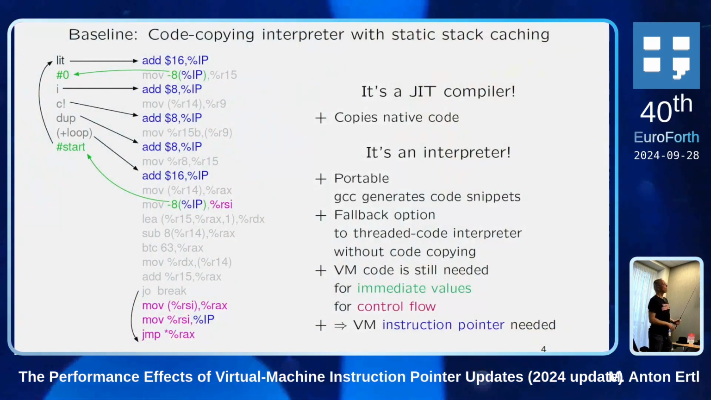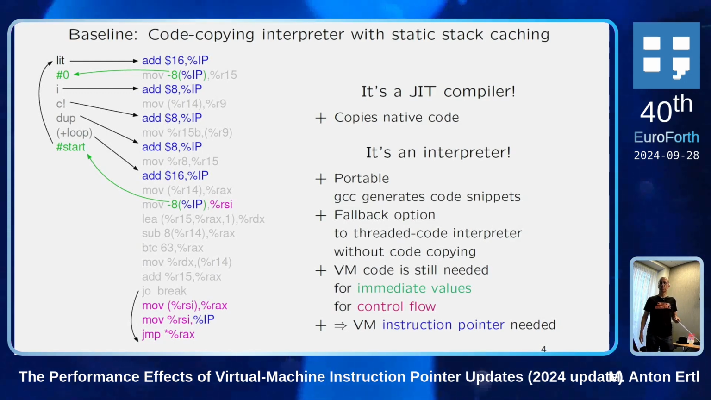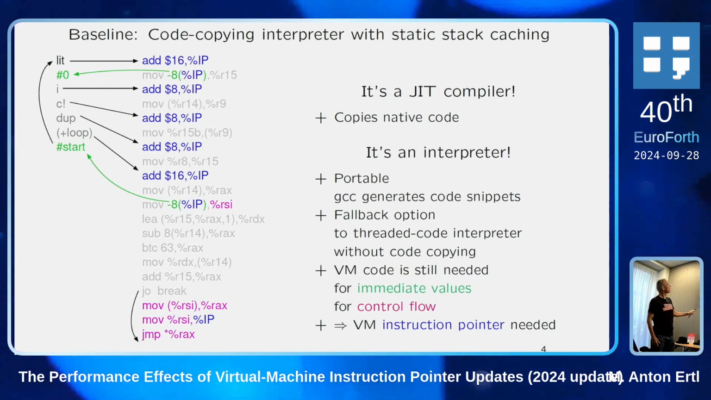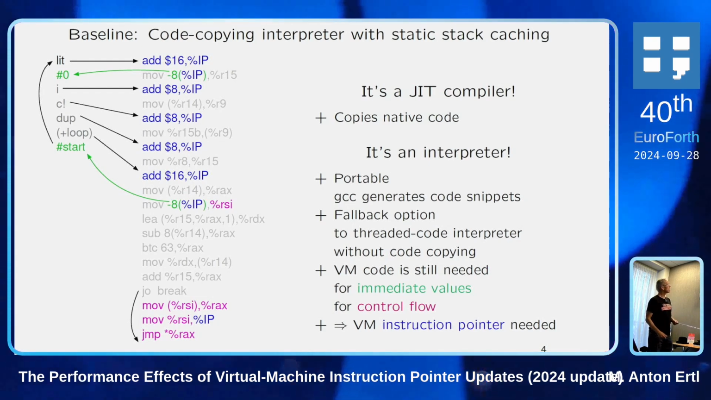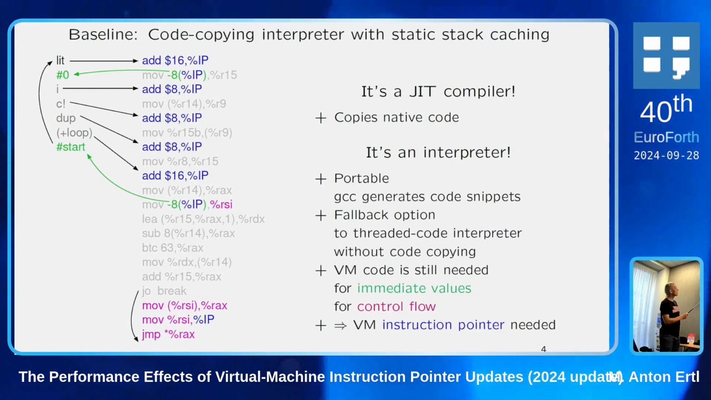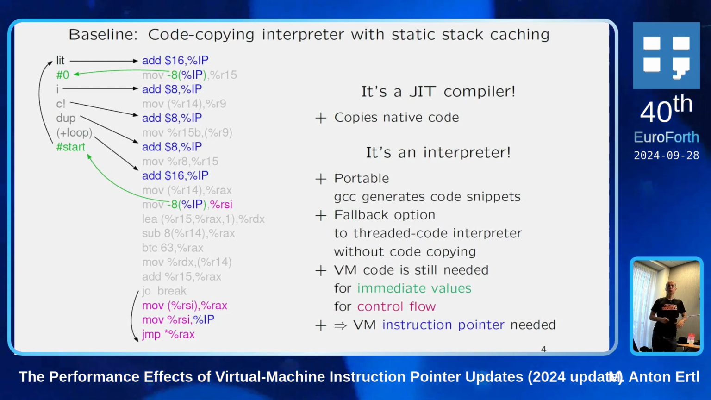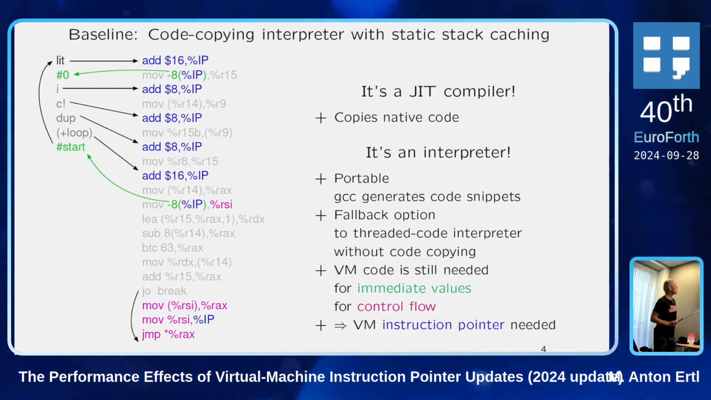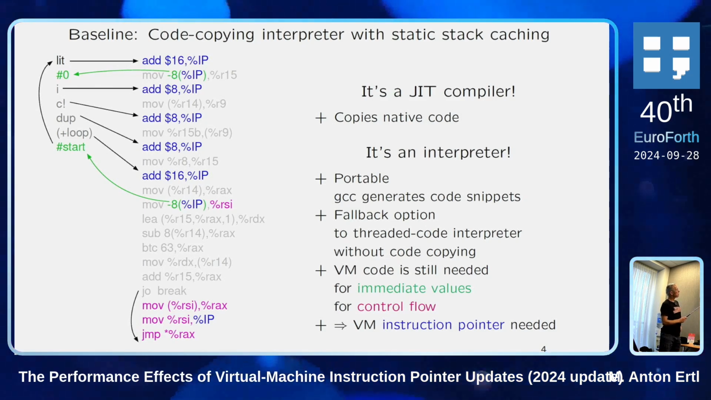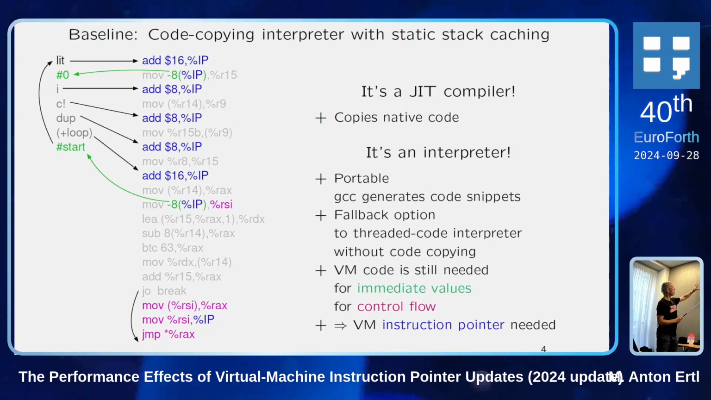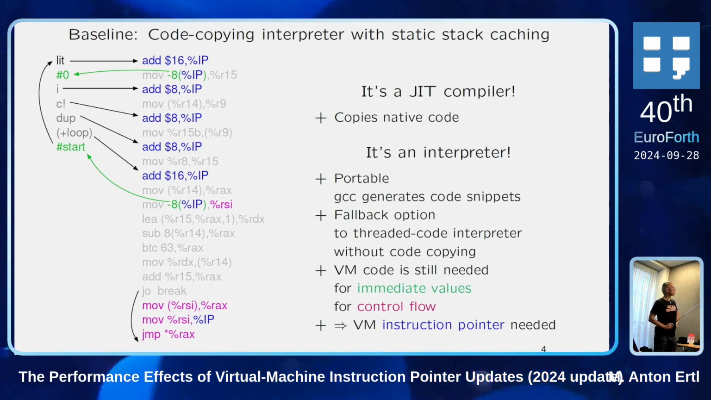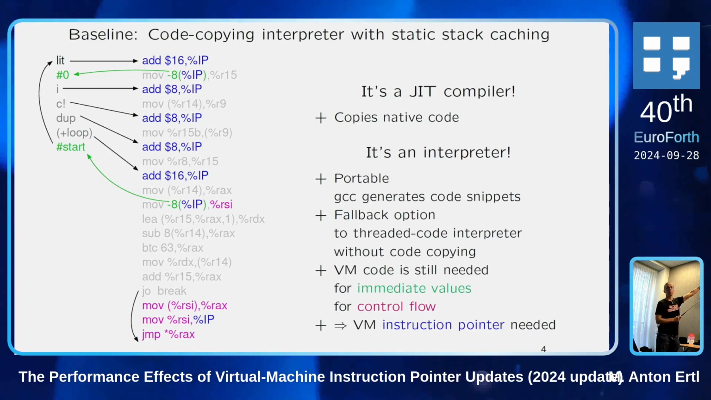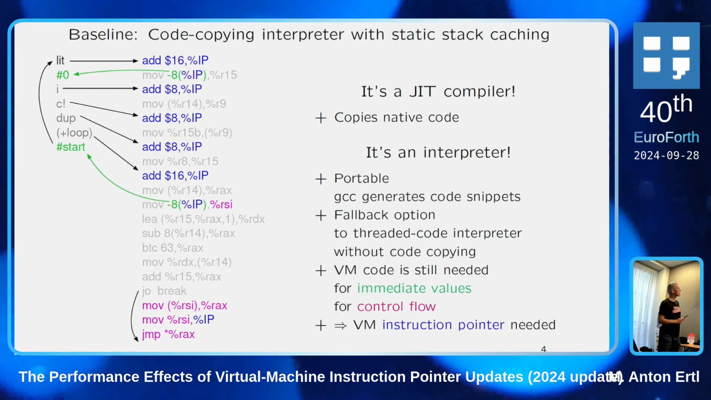Okay. So I am calling it an interpreter, but there might be different opinions about that. One opinion is that it's a JIT compiler because it copies native code. The reason why I think it's an interpreter is because it's portable. GCC generates the code snippets. We work on several architectures because of this. There's a fallback option to a threaded code interpreter. So if some assumptions that are needed to make this code copying possible do not hold, we can jump to the original places where the code snippets come from, and it will perform threaded code interpretation without code copying.